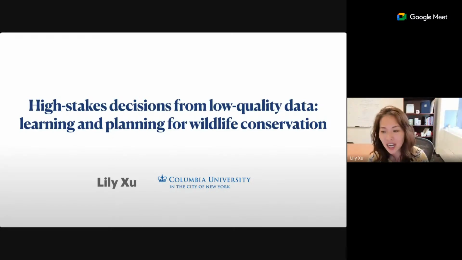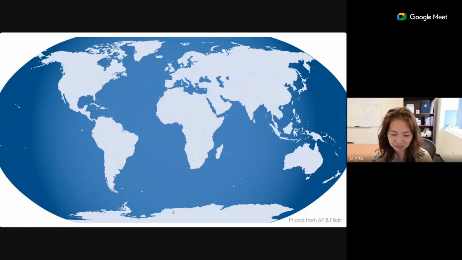And as Greg mentioned, I really focus on after we've developed some model, how can we take that model and actually design more effective interventions? So that's what I'll be talking about today with a focus on wildlife conservation.